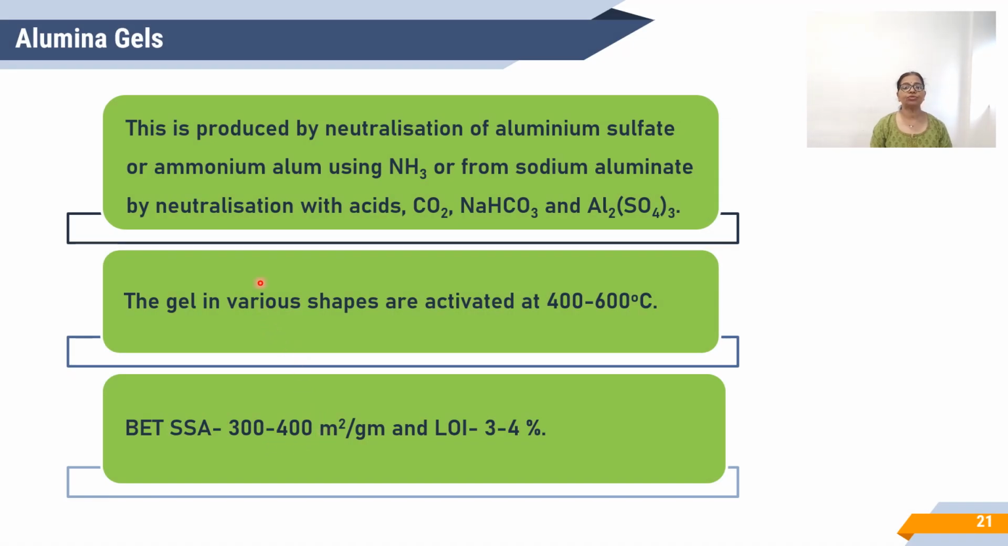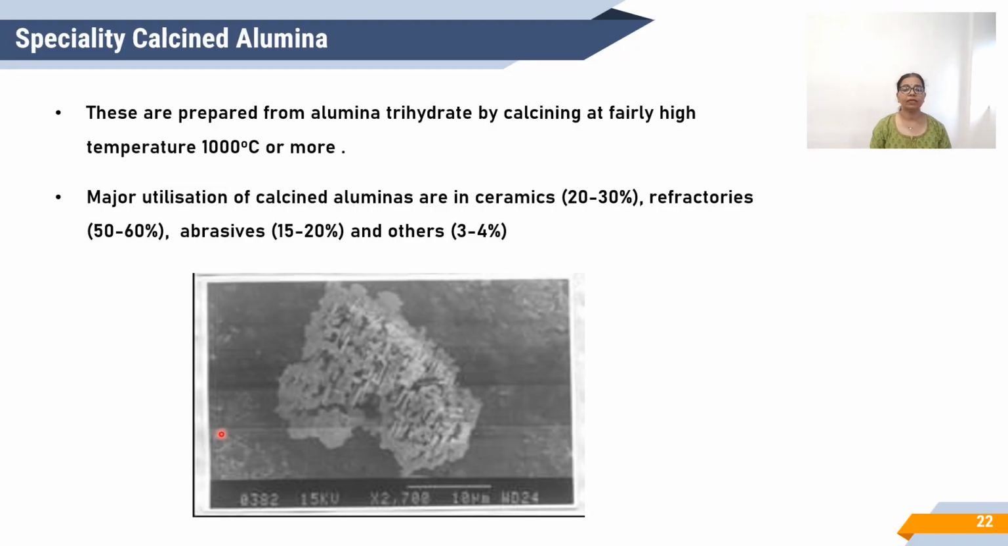There are alumina gels also, which are produced by neutralization of aluminium sulfate or ammonium alum using NH3, or from sodium aluminate by neutralization with acid, CO2, NaHCO3 and aluminium sulfate, and the gels are activated at 400 to 600 degrees centigrade to get a specific surface area of 300 to 400 meter square per gram with LOI of 3 to 4%. Here you can see the surface area can reach up to 400 meter square per gram using this alumina gel.